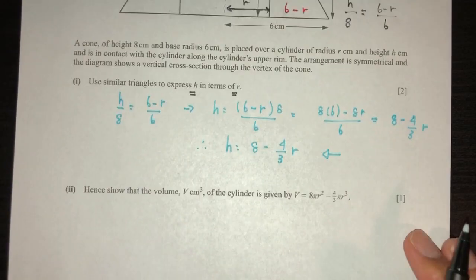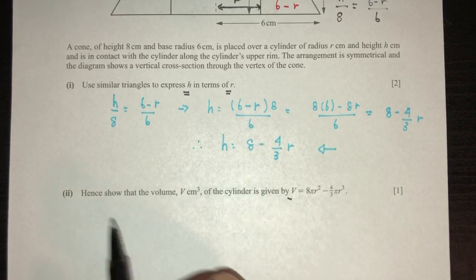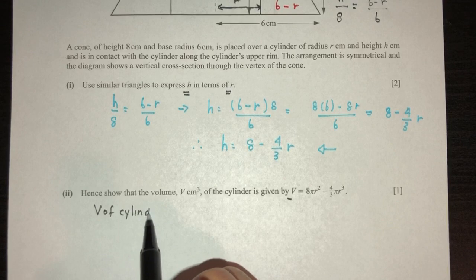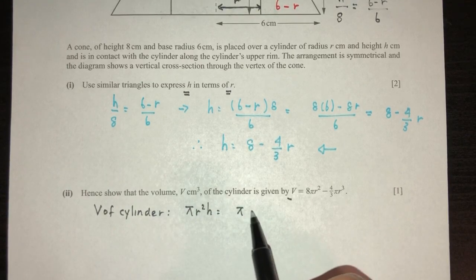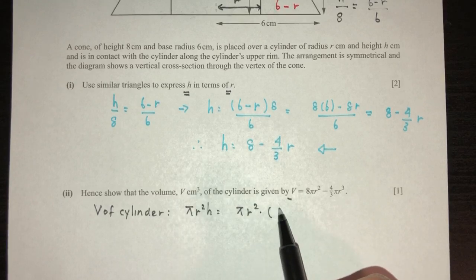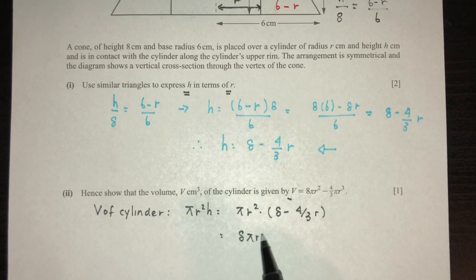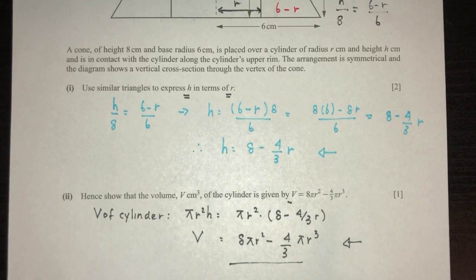Now let's move on to part 2. Hence, show that the volume of a cylinder is given by this equation. So you guys must know by now, volume of a cylinder is given by the formula pi r square h. Pi is pi, r square is r square, h is 8 minus 4 over 3 r. Replace, and one by one you will have 8 pi r square minus 4 over 3 pi r cube. That is the volume of that. This is shown as required. That is part 2.